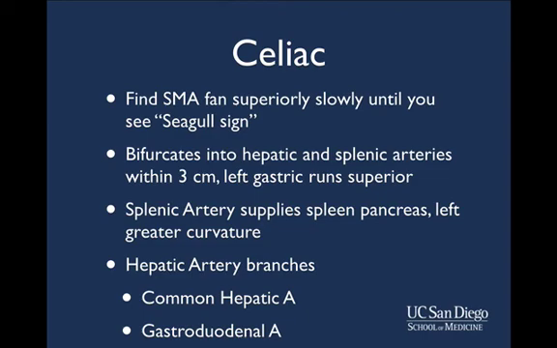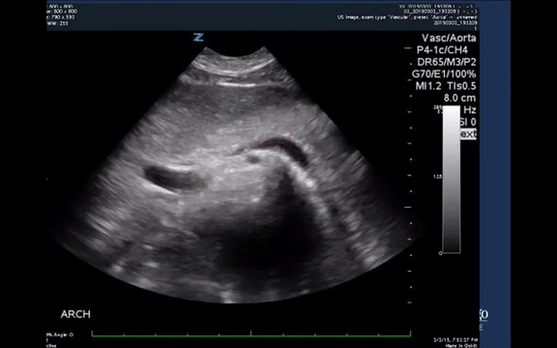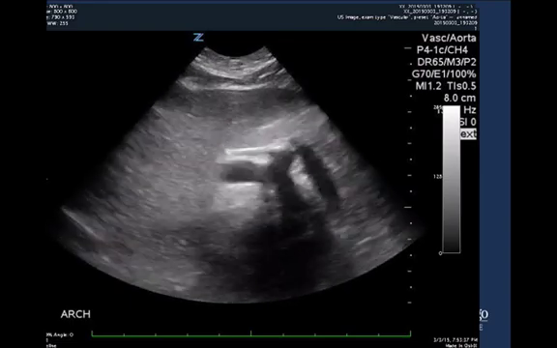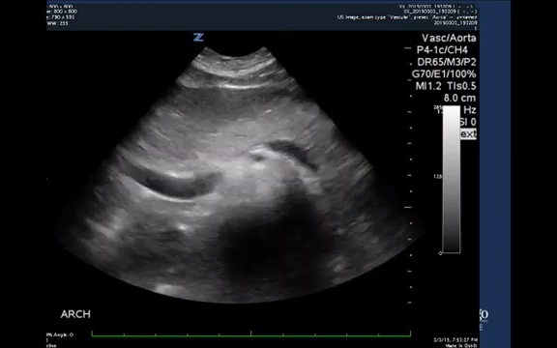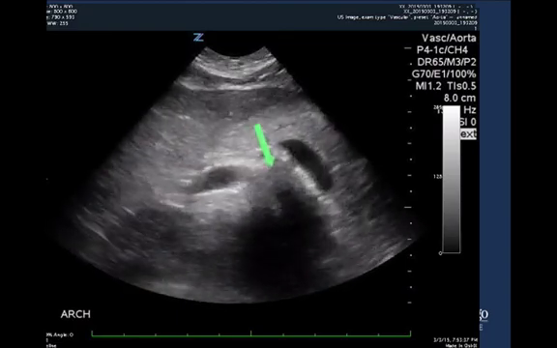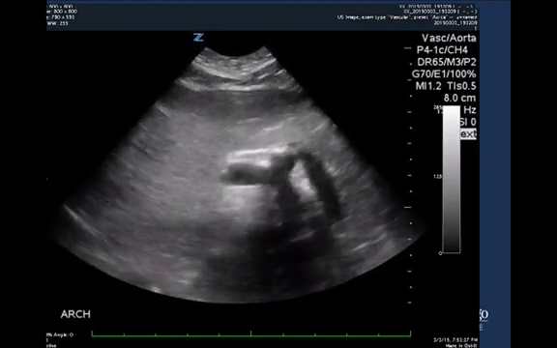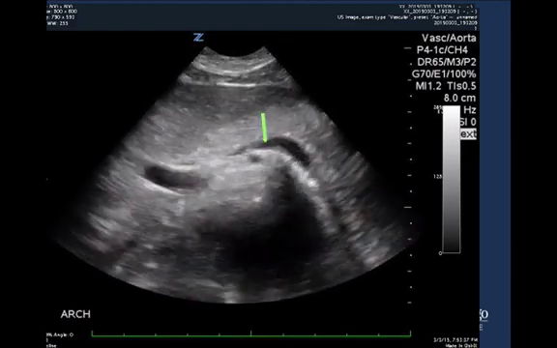The splenic artery goes on to supply the spleen, the pancreas, and the left greater curvature of the stomach. The hepatic artery goes on to branch into the common hepatic artery supplying the liver and the gastroduodenal artery. This is an example right there of the seagull sign that we see. If we look at this video clip very closely, we can also see a tiny branch closer to the splenic artery, which is the left gastric artery, barely visible in this clip.